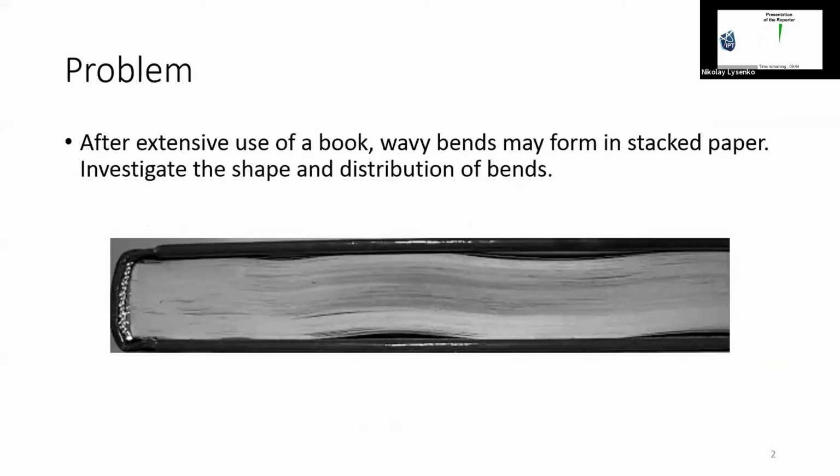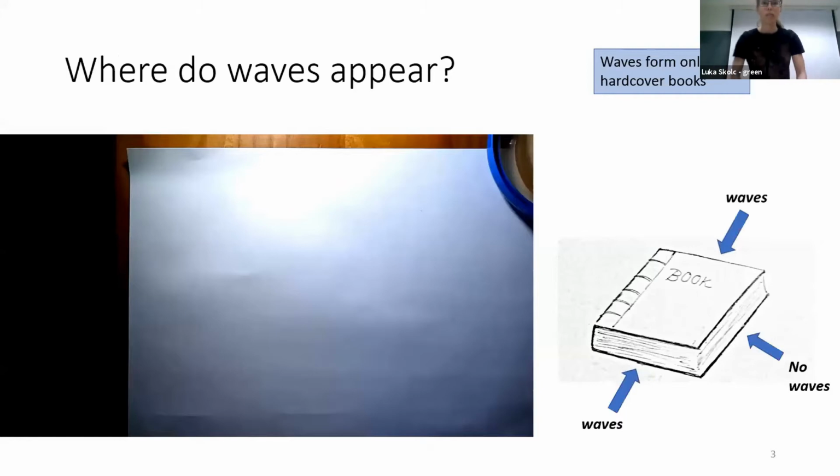So the problem statement was, after extensive use of a book, wavy bands may form in stacked paper. Investigate the shape and the distribution of bands. So at first we ask ourselves, where do those waves actually form? We found out that those waves form only in hardcover books. And then we were further interested in on which edges of the book those waves are formed.